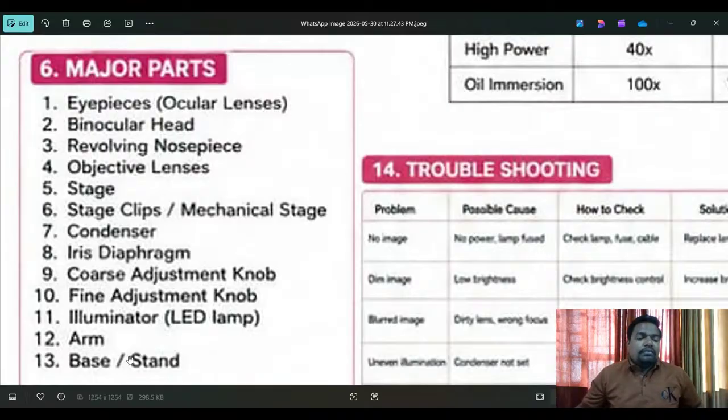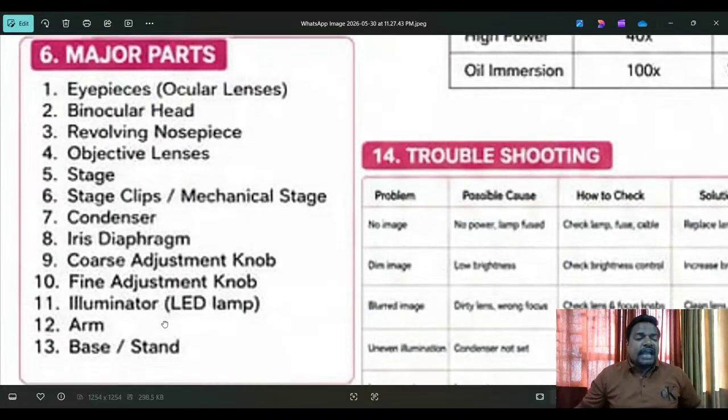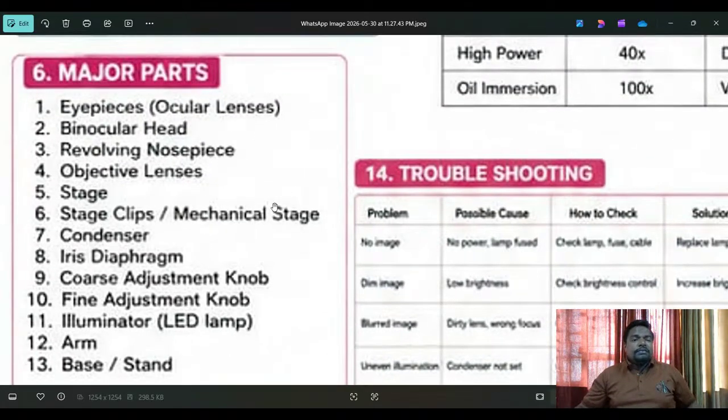12th one, arm. 13th one, base or stand. These are the major parts. Almost all parts are major parts because they are very, very important. Without these parts functioning properly, we cannot operate the microscope clearly.